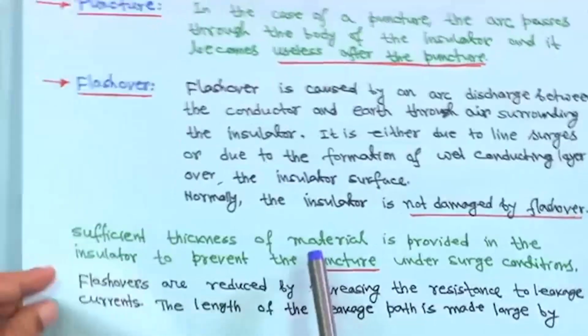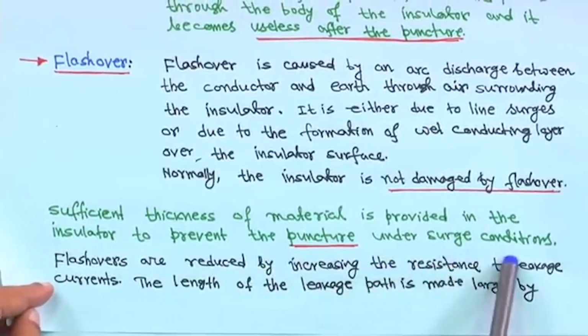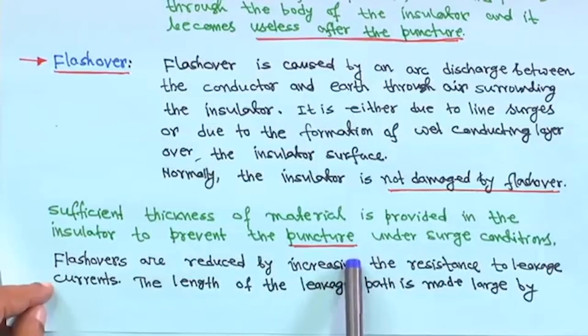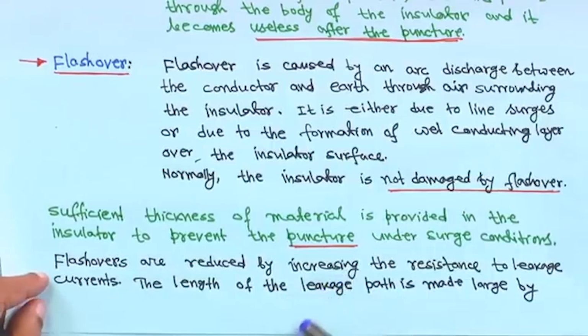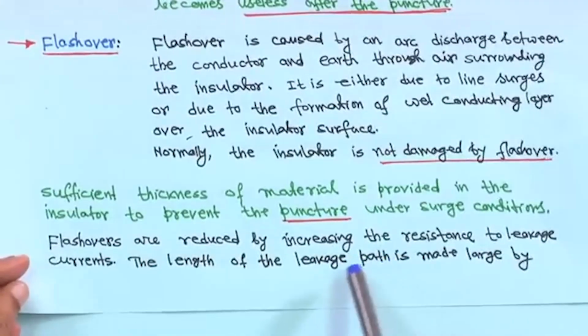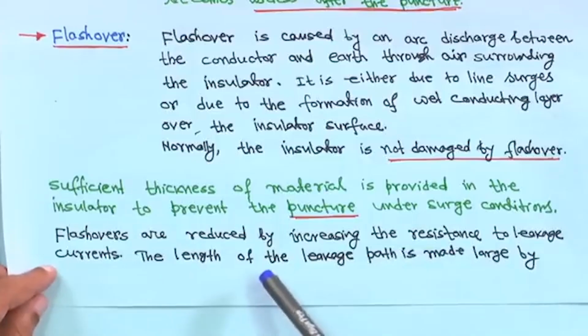Therefore, sufficient thickness of material is provided in the insulator to prevent puncture under surge condition. There is a strong possibility that under the surge condition the insulator may get punctured, right. So, that means sufficient thickness of insulator material is used. Of course, these are all design parameters. So, flashovers are reduced by increasing resistance to leakage currents.